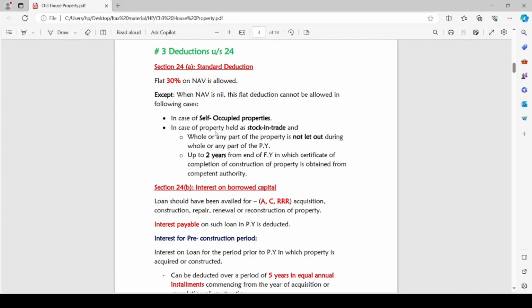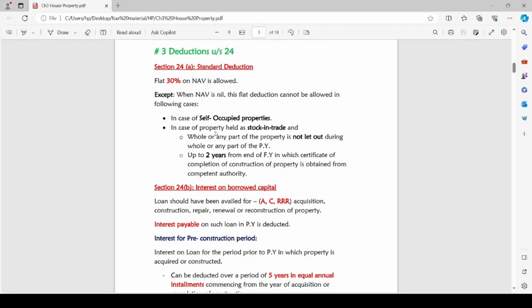That is simply when the net annual value is nil. The net annual value is arrived at when we deduct municipal taxes from gross annual value, and when the GAV is nil, we cannot claim any municipal taxes as deduction, and so our NAV is also nil. In such a case, this flat deduction cannot be allowed.